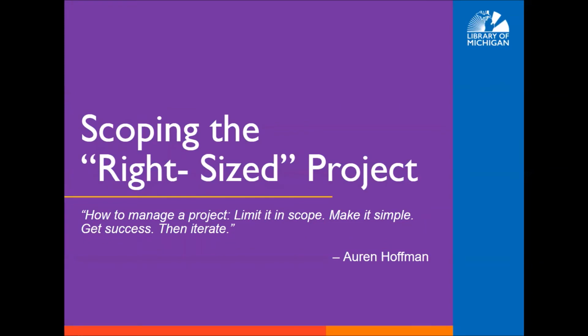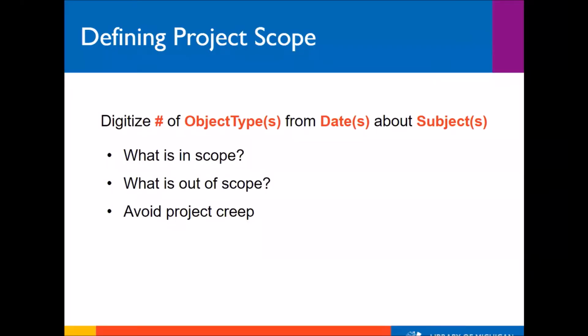So, all right, next we're going to look at scoping the right size project. When planning a project, you'll need to define its scope. It can be hard to narrow down a vast range of potential collections into a specific, achievable project. I like to use this helpful formula from Amy Bacco and Marianne Swaranga at Western Michigan University. They say that you should be able to state the project scope as digitize a specific number of a known format from a given date range about subject or subjects.